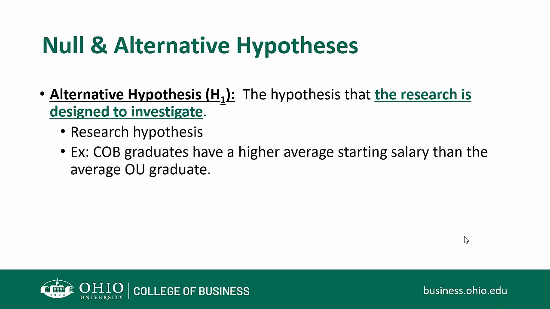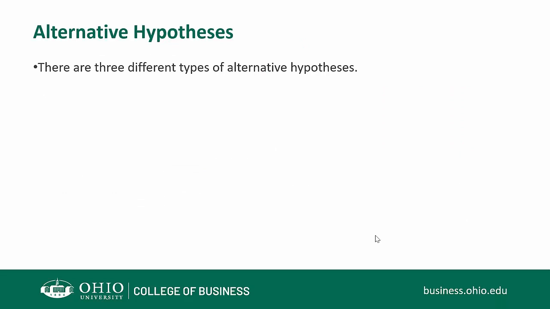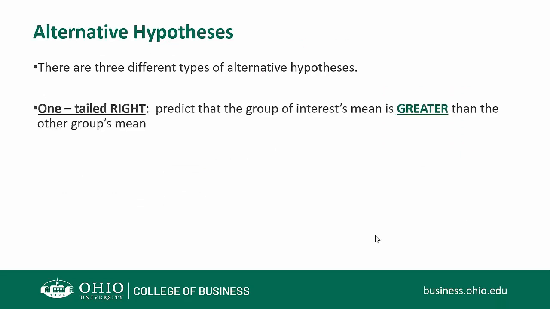For example, if I have an expectation or prediction that COB graduates have a higher average starting salary than the average OU graduate, this would be my alternative or research hypothesis. For one sample tests, which is what is being covered in this module, the alternative hypothesis is investigating a mean difference between two groups. So in this module, we will be comparing two group averages. There are three different possible alternative hypotheses. A test is called a one-tailed right if the alternative hypothesis is that the group of interest mean is greater than the other group's mean.